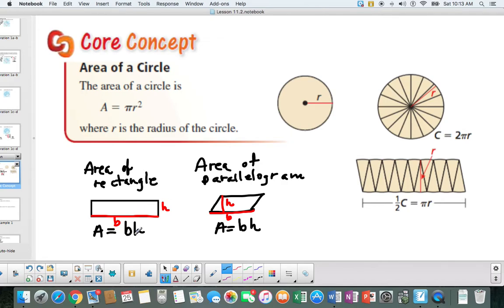Remember that the area of a rectangle is base times height, and the area of a parallelogram is also base times height. Since this looks like a parallelogram, I'm going to write the base, and the base is right here, and that's really half of the circle. So that's going to be 2 pi r, which is half, so we'll just do pi r. And then the height right here is the radius, and that's how we get pi r squared. That's why the area formula is that.